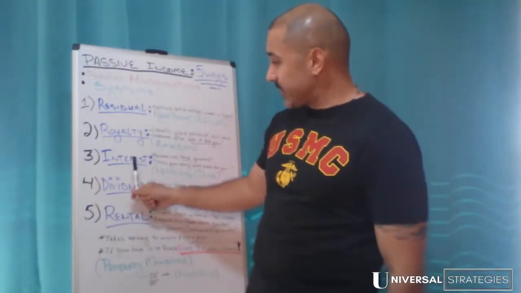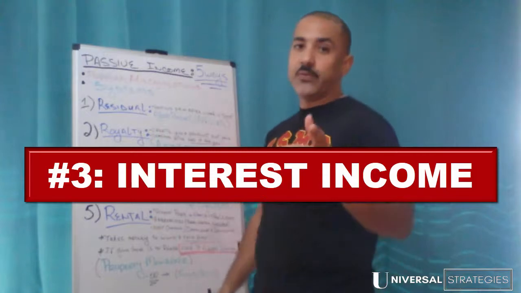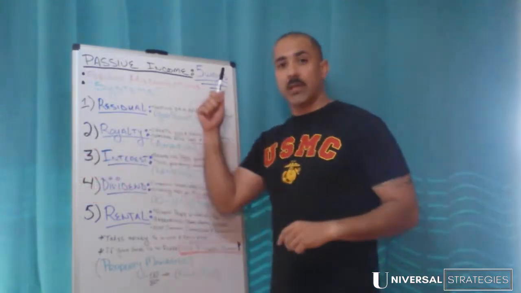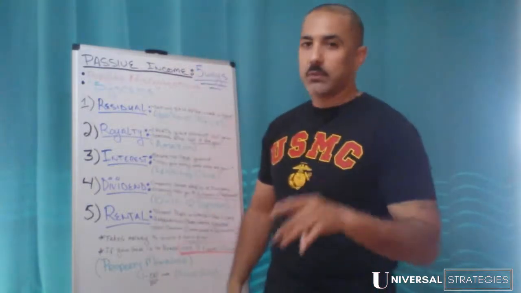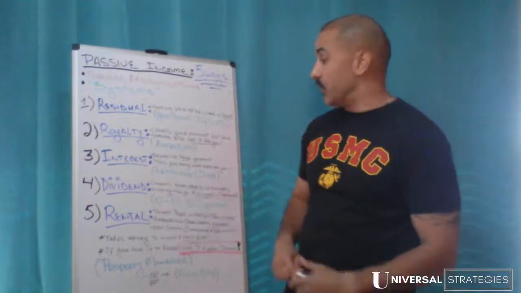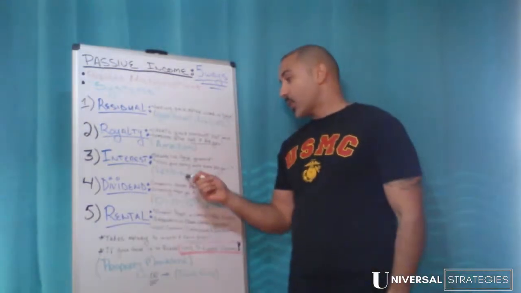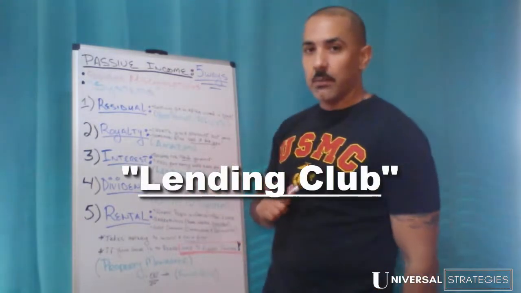The next passive stream of income is called interest income. Some of you may have already seen it. I'll put a link up here. One of the videos I made is called Bad Credit Loans, okay? Where I'm teaching people with bad credit how to get personal loans. And the source or the system I'm using is called Lending Club, right?